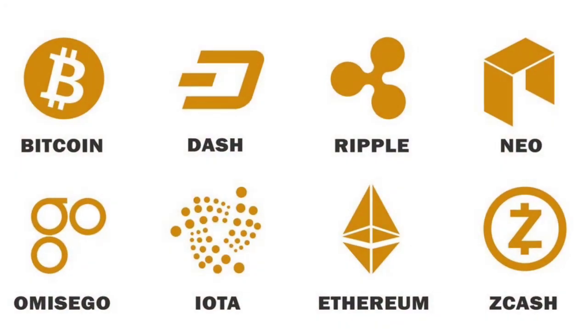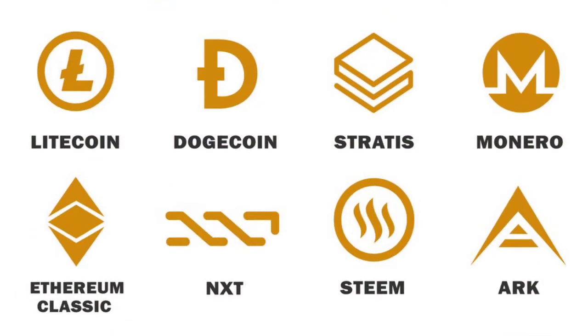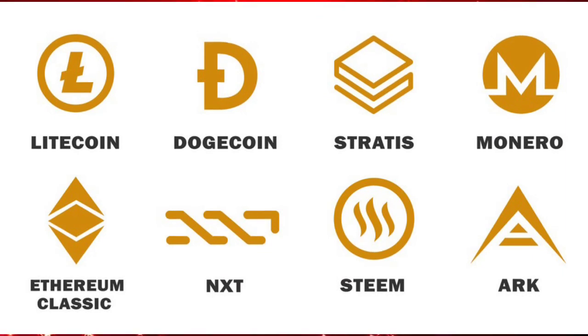In this presentation, we have also included some symbols of virtual currencies. For example, first symbol is of Bitcoin, second is of Dash currency, third is of Ripple currency, and fourth is of Neo currency, etc. Along with this, these are also some symbols of some virtual currencies.